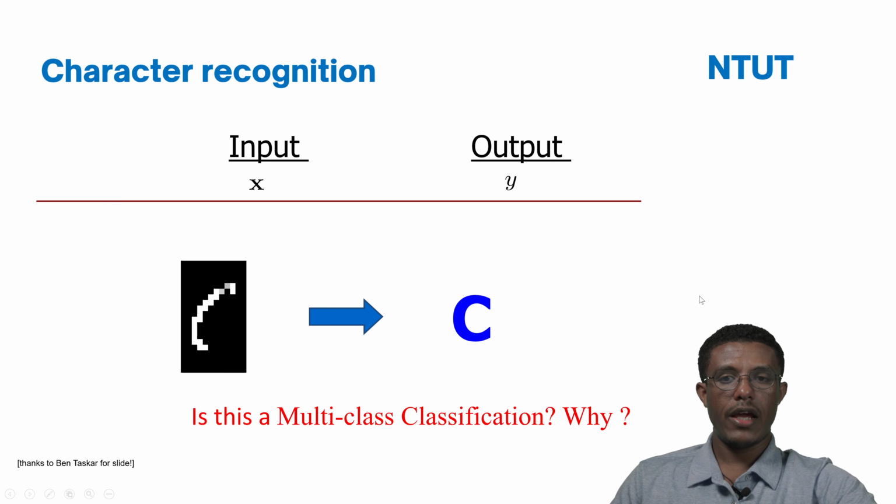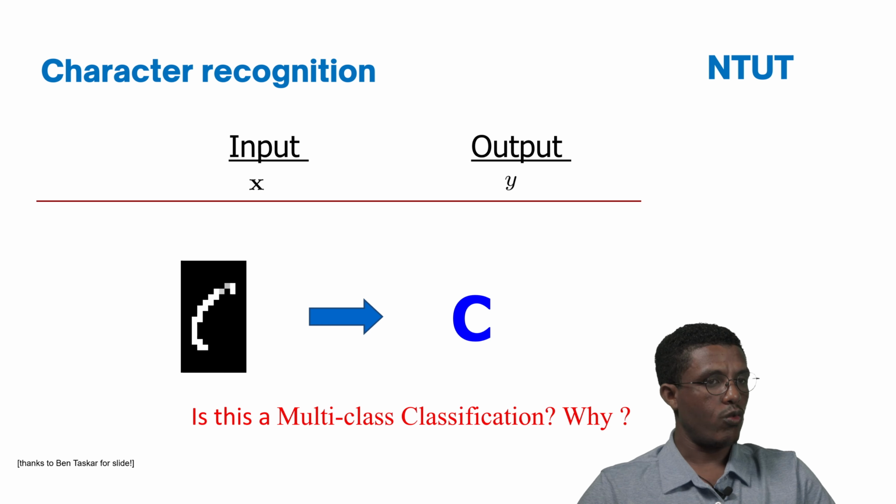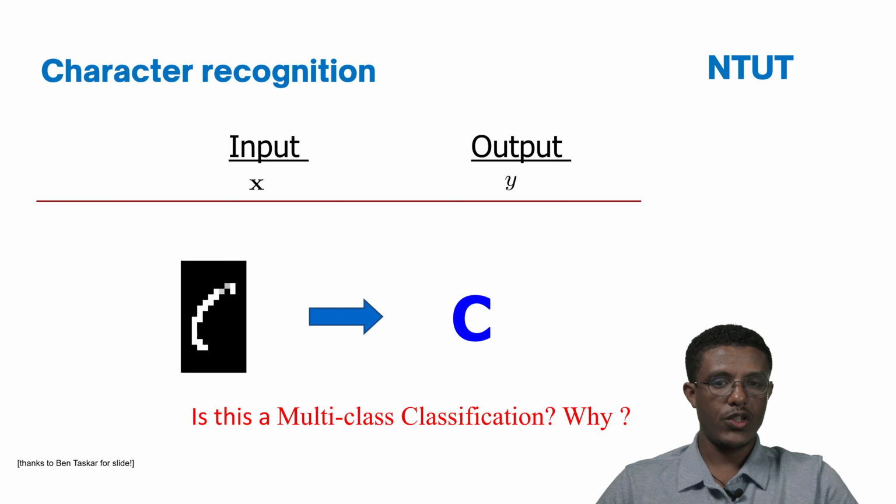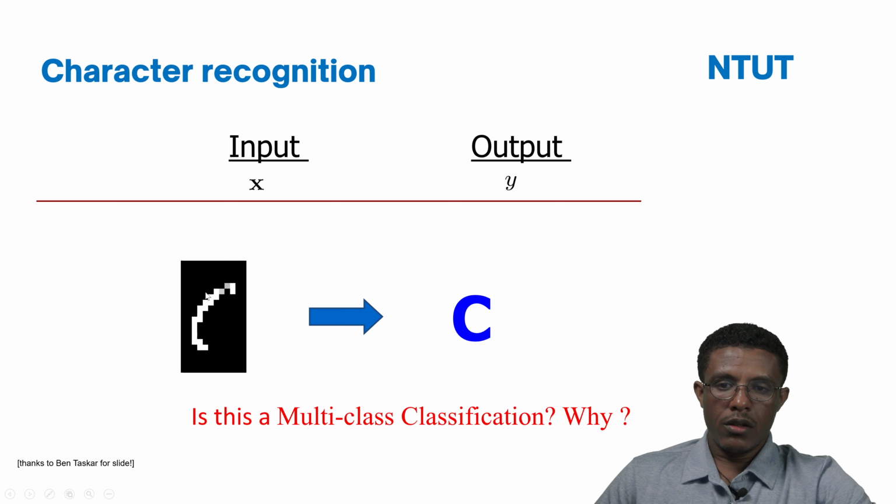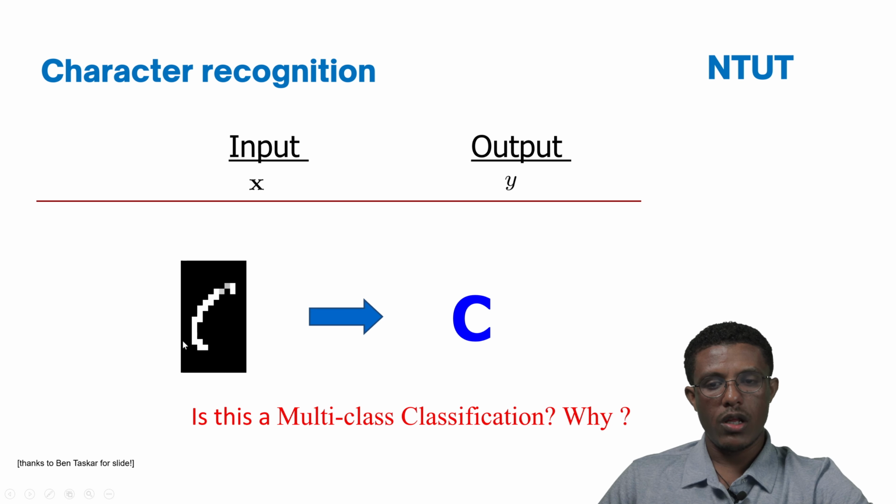Another example is character recognition. The input is X and the output is Y, because this type of classification is a type of supervised learning, so we need to define both the input and the output. This is the character that we need to recognize by using the model. Is it a multi-class classification?